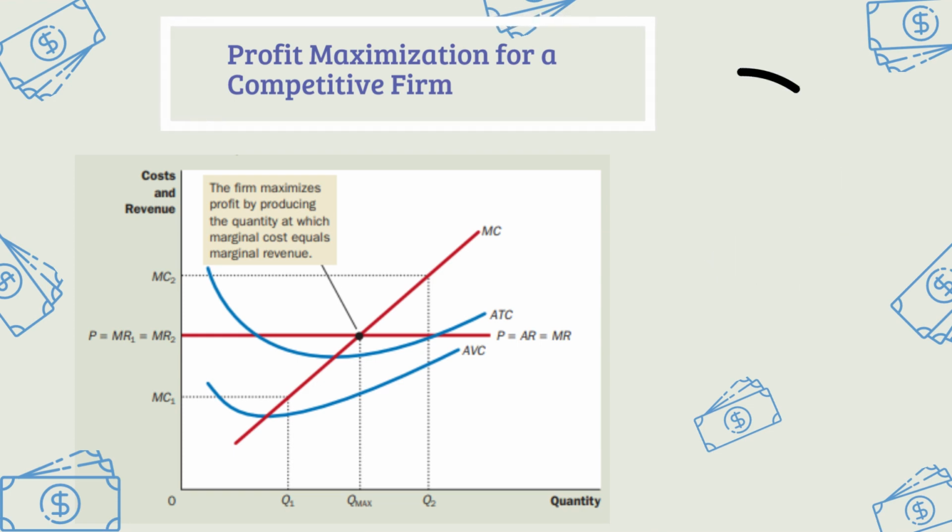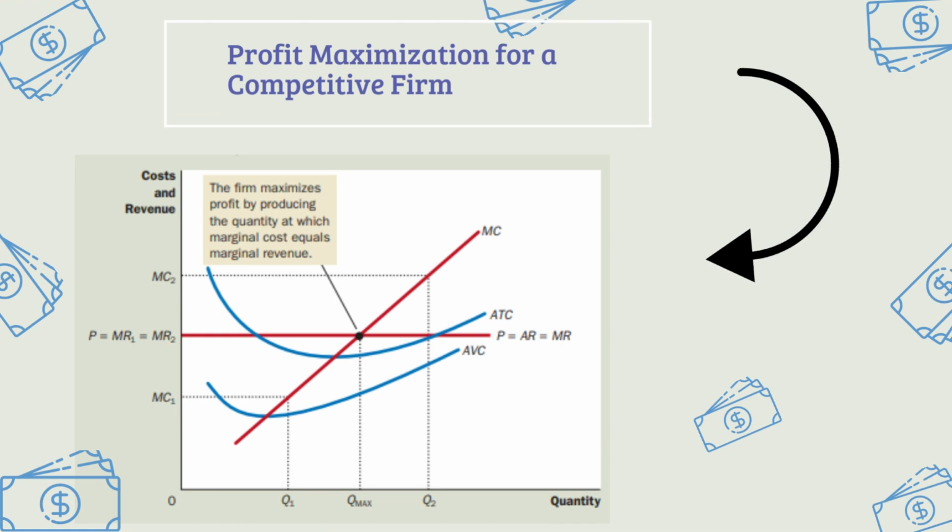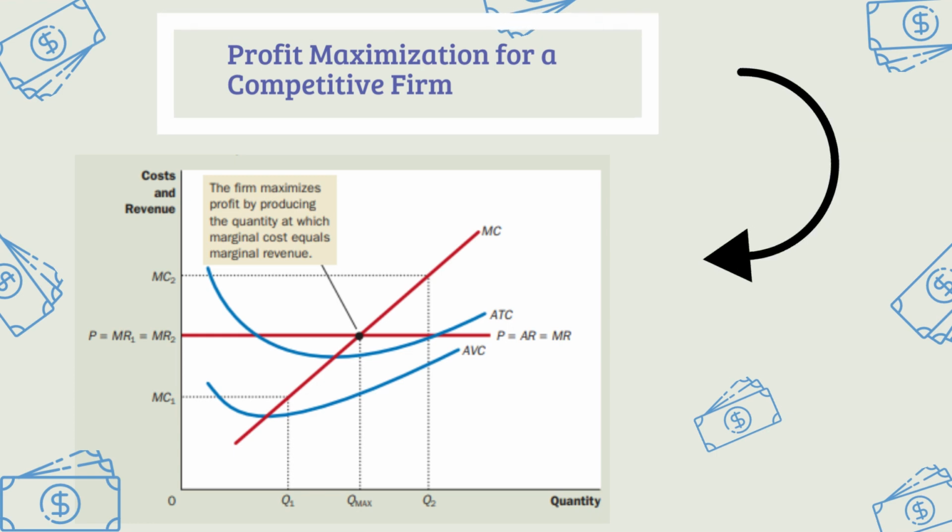The figure also shows a horizontal line at the market price. The price line is horizontal because the firm is a price taker. The price of the firm's output is the same regardless of the quantity that the firm decides to produce. Keep in mind that, for a competitive firm, the firm's price equals both its average revenue and its marginal revenue.